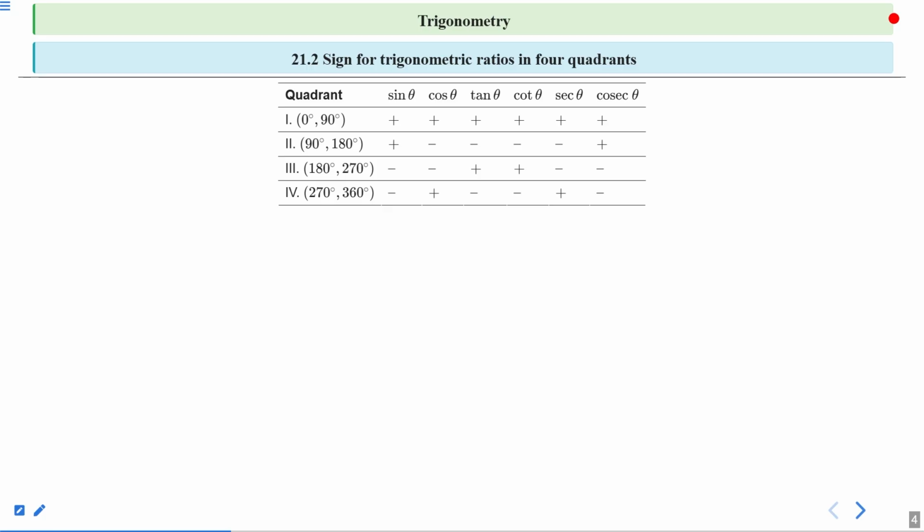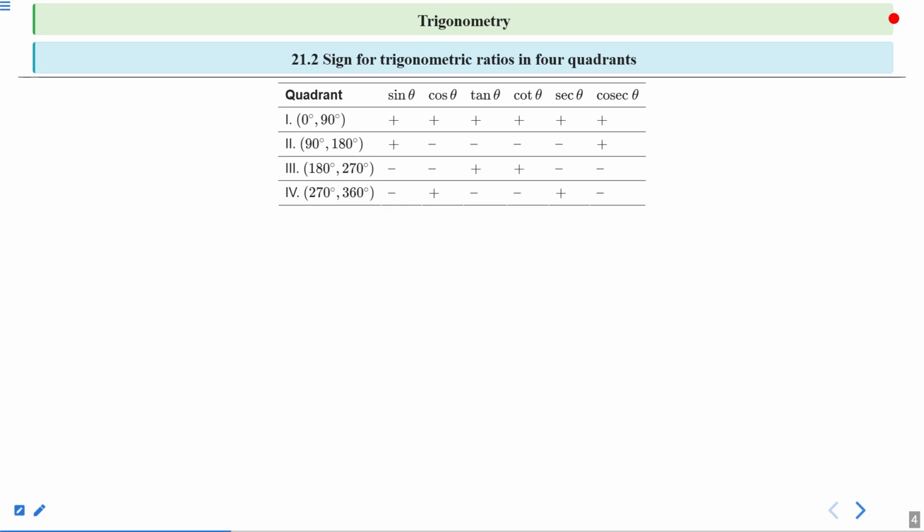So the signs of trigonometric ratios in the 4 quadrants. When theta is between 0 to 90 degrees, in the first quadrant, sin theta, cos theta, tan theta, cot theta, sec theta and cosec theta will all be positive. In the second quadrant, between 90 and 180, sine and its inverse, cosec, are positive and all others are negative. So sine will be positive, cos negative, tan negative, cot negative, sec negative, but cosec is positive.